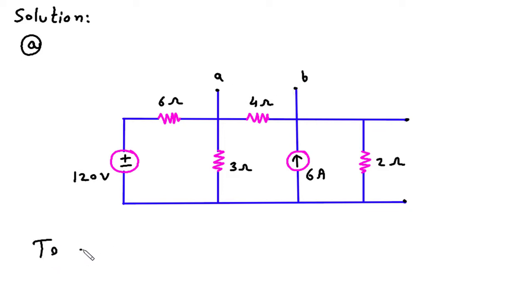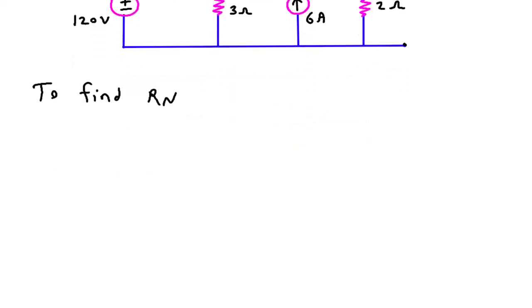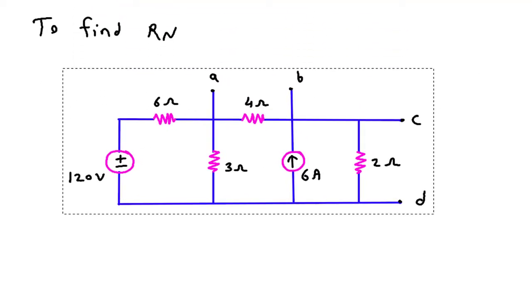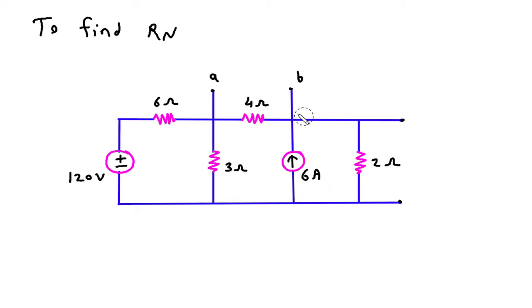So to find Rn, this will be Rn. To find Rn, we will turn off all the independent sources. This is a current source. This will be turned off and open circuited. This is a voltage source. This will be turned off and short circuited.